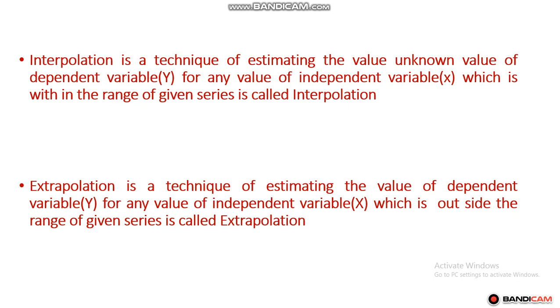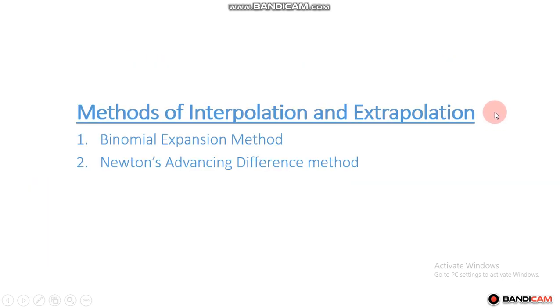Very simple. We are always estimating y, the unknown value, for any value of x. If the number is within the range, it is called interpolation. We are always estimating y, the dependent variable, for any value of x where the number is outside the range of the given series, that is extrapolation. The next topic is the methods of interpolation and extrapolation.